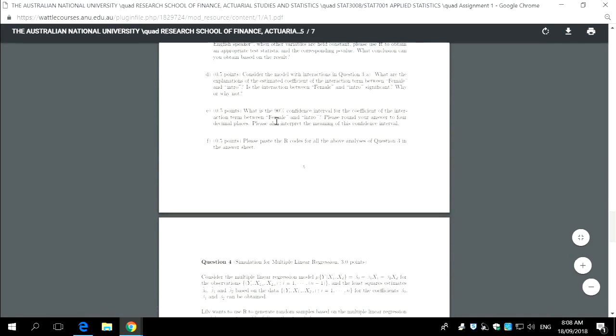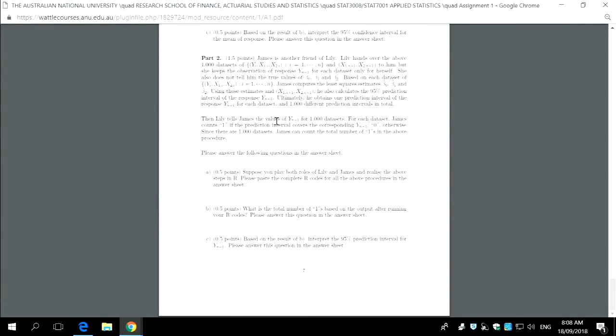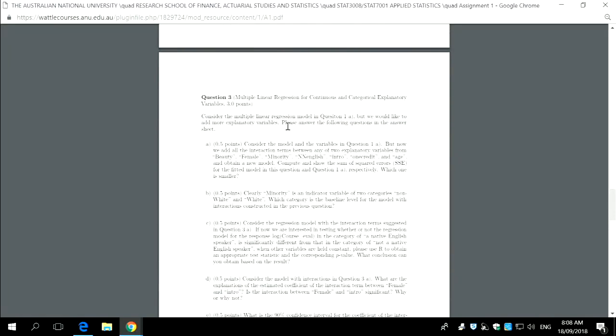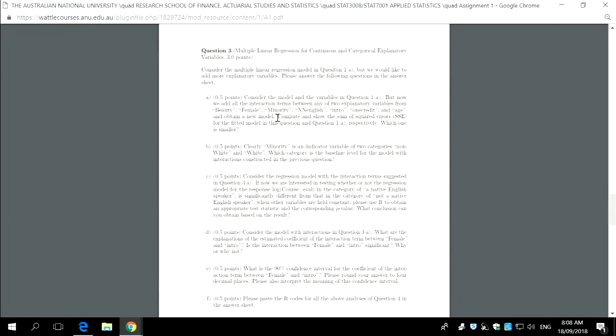However, for some questions, and I remember there is one question, for instance, compute and show the sum of the squared error for the fitting model in this question and question 1a respectively. When you show the sum of the squared error, you can consider rounding it to 4 decimal places. I think that's okay, but the more important question here is which one is smaller. So you can consider rounding the answers for all the questions to 4 decimal places, but for some questions, it doesn't matter.